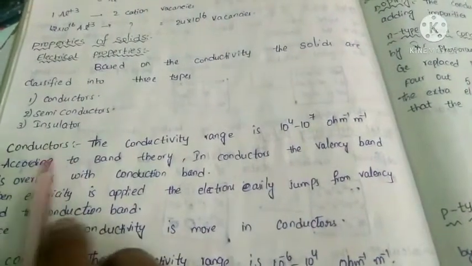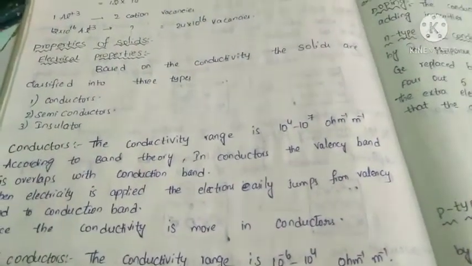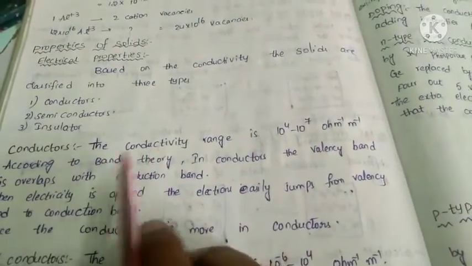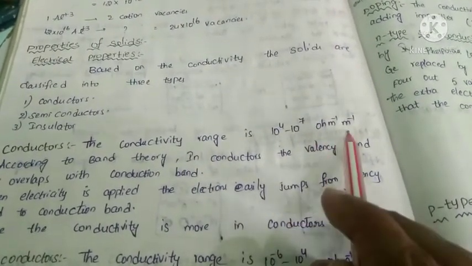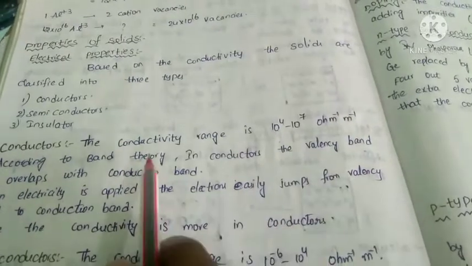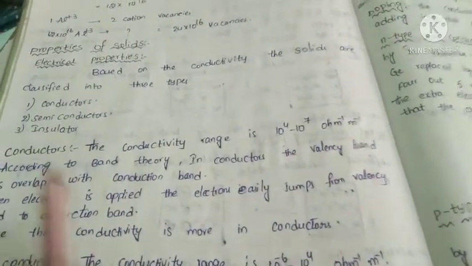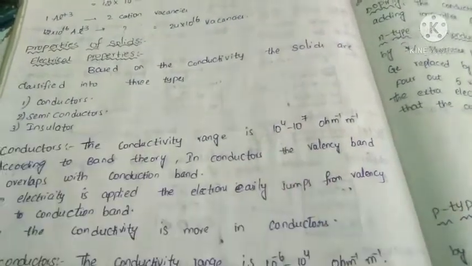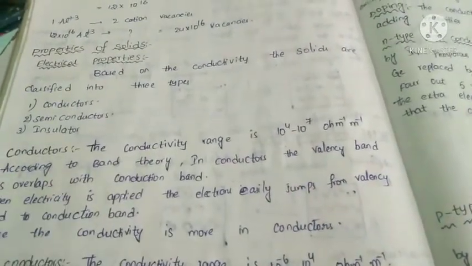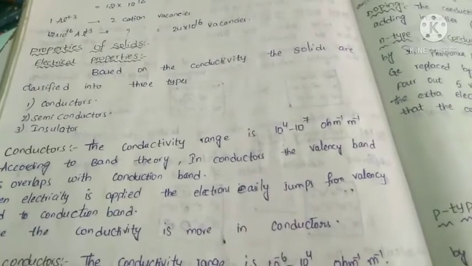First we will discuss conductors. What is a conductor? The conductivity range is 10 to the power 4 to 10 to the power 7 ohm inverse meter inverse. That means these are the dimensions of conductivity. That means in conductors, the conductivity range is very high. Why is the conductivity range very high in the case of conductors? That will be explained based on band theory.